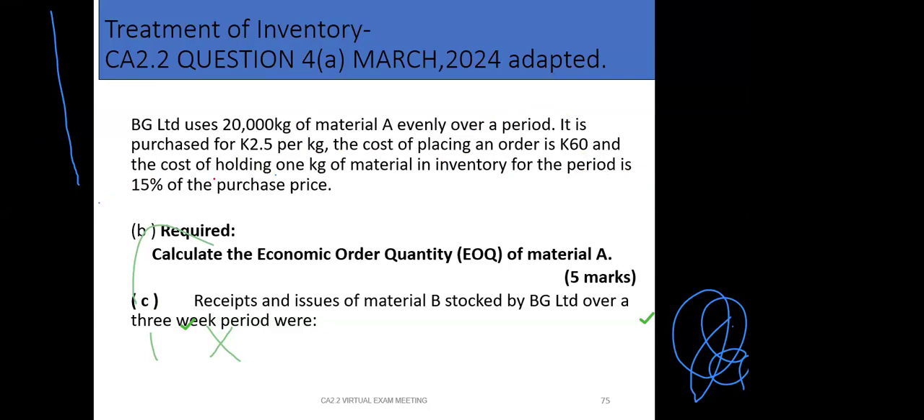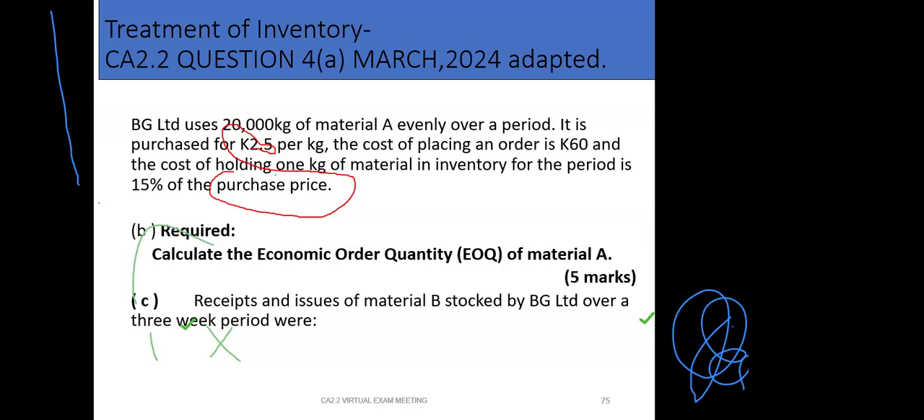So what is the purchase price? The purchase price you have been told is 2.5. So 15% of 2.5 would be the value for the H in your formula. So the holding cost is 15% of 2.5. And then it uses 20,000 kgs of material A over a period, and the period could be 1 year. Normally D in the formula is 1 year. So this 20,000 kg should be for 1 year.